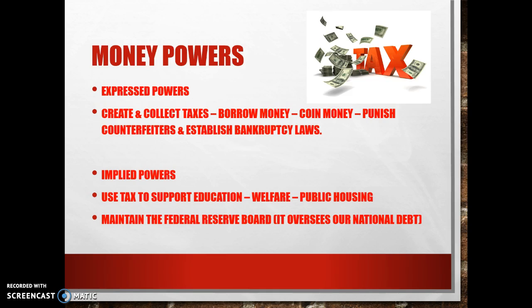On the implied powers side of things, they're allowed to use those tax dollars to support what they think is necessary, things like education, welfare, public housing. And in addition to this, they've also created what is called the Federal Reserve Board, and it oversees our national debt.